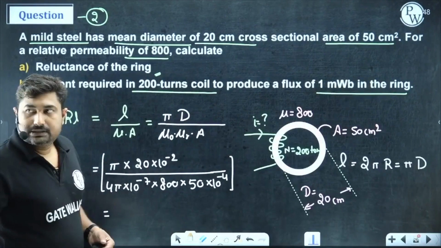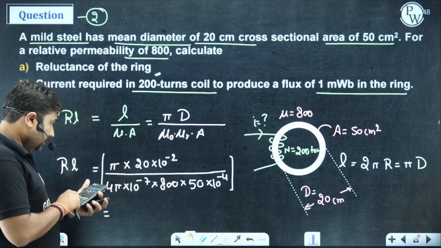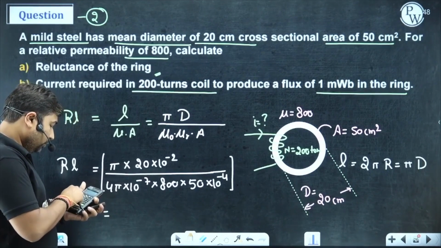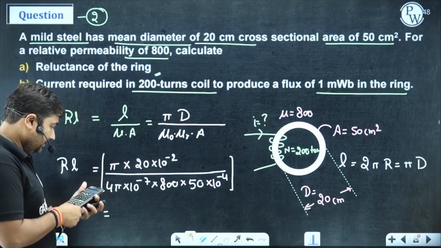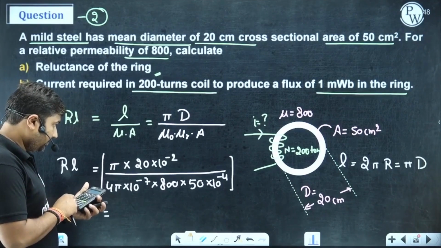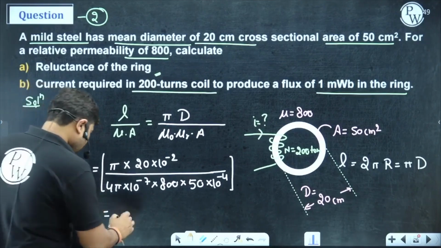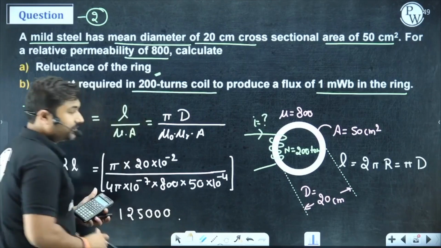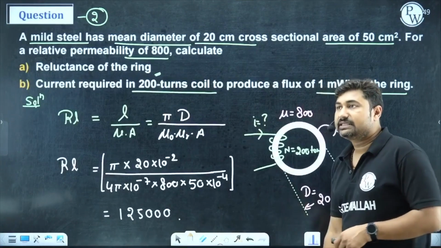Is it okay? Yes, sir. This will be equal to 220 into pi into 10 to the power of minus 2, divided by 4 pi into 10 to the power of minus 11, into 50 into 800. So, 125,000 ampere turn per Weber. Is it okay? Up to this part, everything is clear?